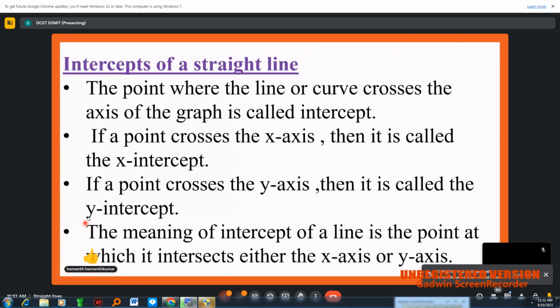So the next topic we have is the intercepts of a straight line. First we discuss what we mean by intercept. Intercept is nothing but the point where the line or the curve crosses the axis of a graph. The axis may be x or y. So the point where the line or curve crosses the axis of the graph is called an intercept.